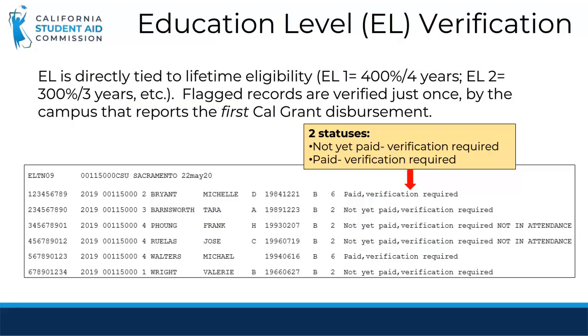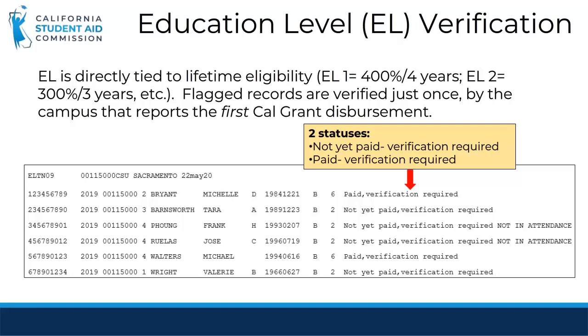The Education Level or EL Verification Report identifies newly awarded students who are on hold awaiting EL verification. Remember that EL is directly tied to the percentage of lifetime Cal Grant eligibility. For example, a college freshman receives 400% or 4 years of Cal Grant eligibility, while sophomores receive 300% or 3 years of eligibility, and so on.